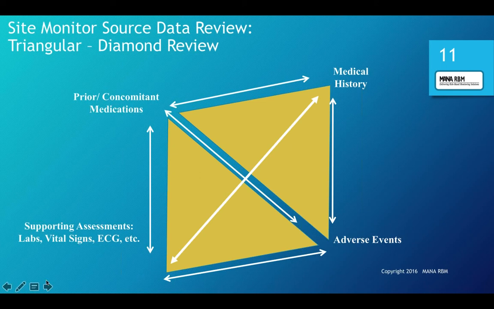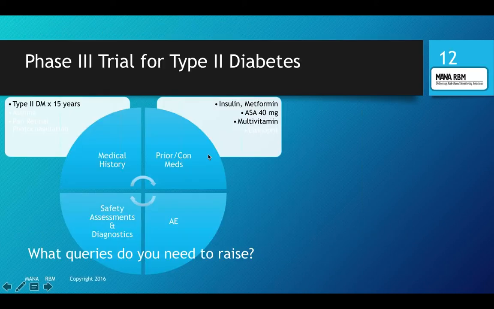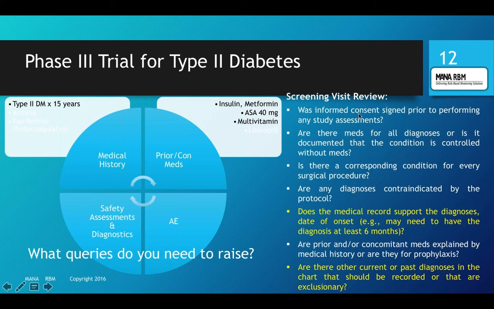So let's go in a little bit and look at an example. So this is a phase 3 trial for type 2 diabetes. So we know that the subject, and I think if I do a click, let's look at what we would do from a screening visit review as part of source data review. And remember, the reason we're going through this is when you remove SDV, this is what you should be spending your time with. This is the important stuff, and this is what the principles are for SDV.